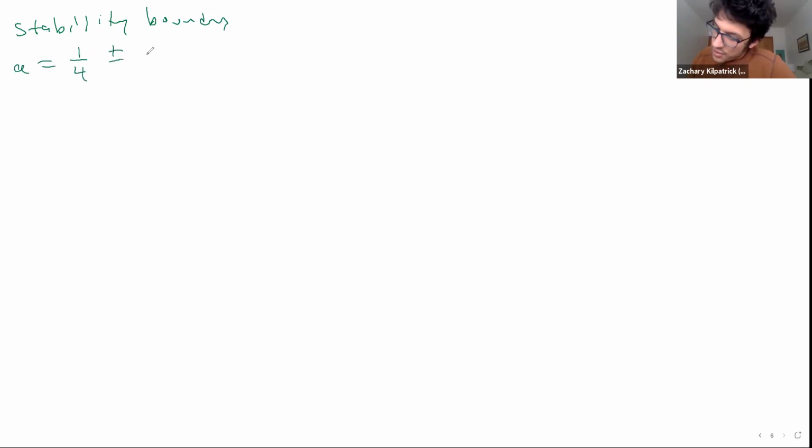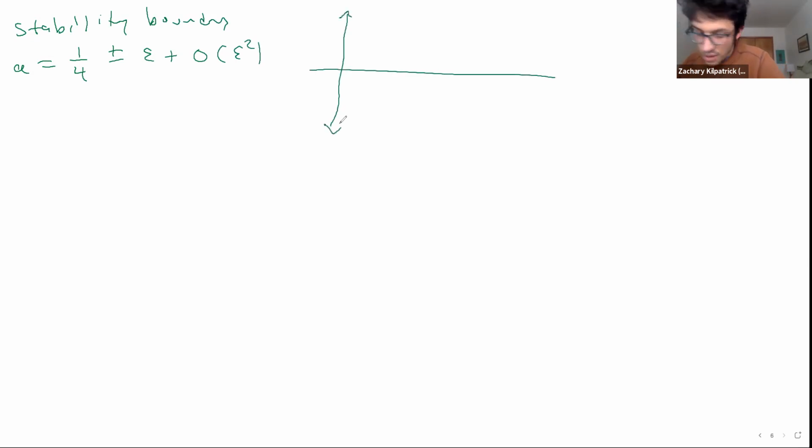So if we look at the stability boundary, what's happening in the a-epsilon plane is that a equals 1/4 plus or minus epsilon plus order epsilon squared terms. So if I now sketch out my domain here, I can draw a here, and let's do this the other way around. Makes more sense.